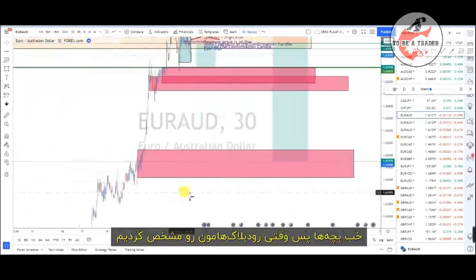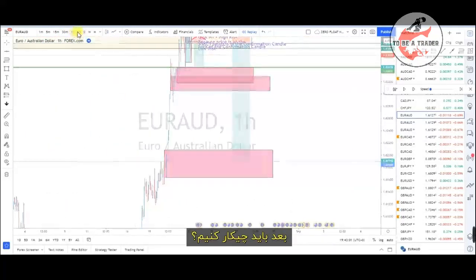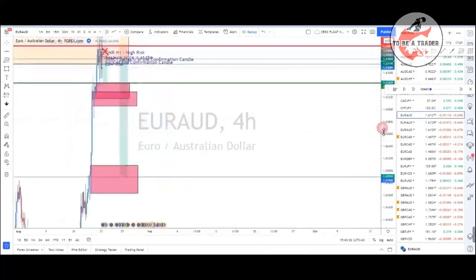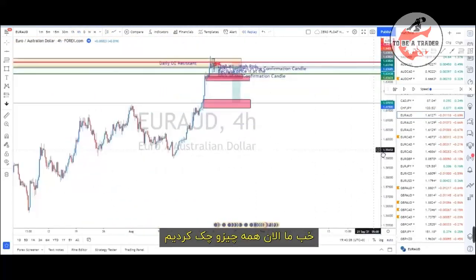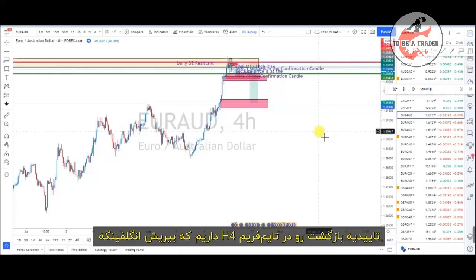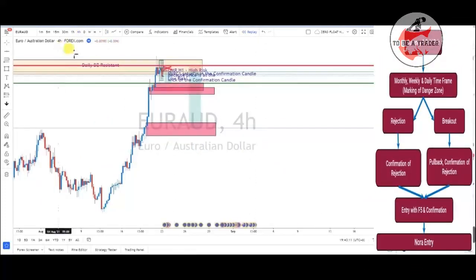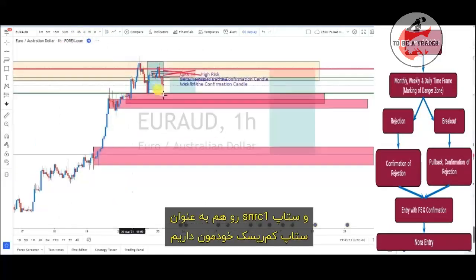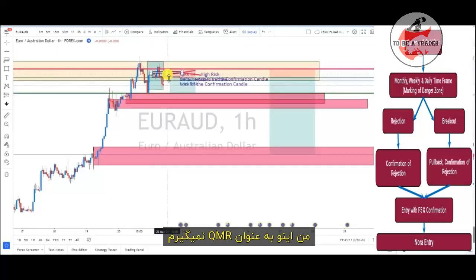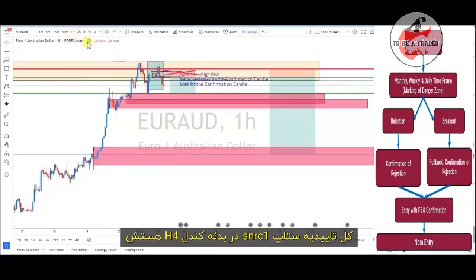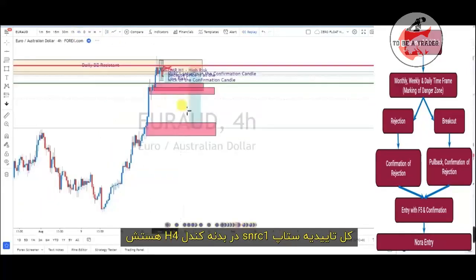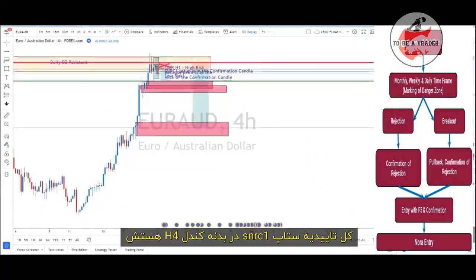Okay, guys. So once we have set all our roadblocks, what should we do next? Okay, so we have everything on the checklist, guys. We have our confirmation of rejection on the H4 time frame, which is the bearish engulfing. Then we have the setup SNRC1 as our low risk setup. So I do not choose the QMR. Okay, guys, so we skip that one. Next thing is what? The confirmation of this setup is all in the H4 at the body for the SNRC1.